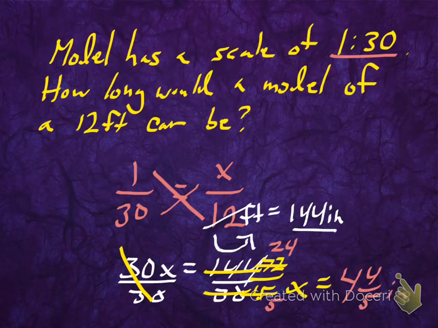If you did it on a calculator, you would have got 4.8 inches. Now, that should make sense, right? So we're talking about a model. Since we're doing a scale of 1 to 30, the model's going to be right about 5 inches long. Okay? So that's how we use proportions to do a scale problem.